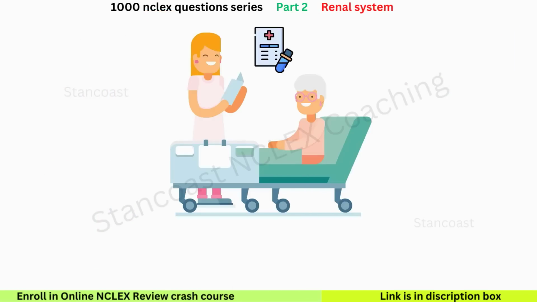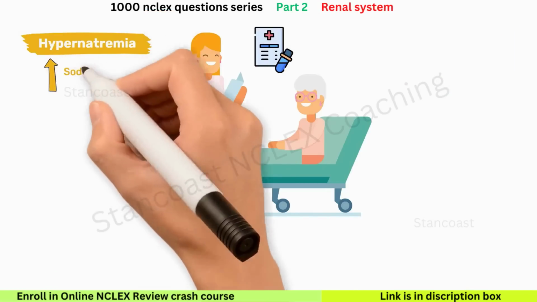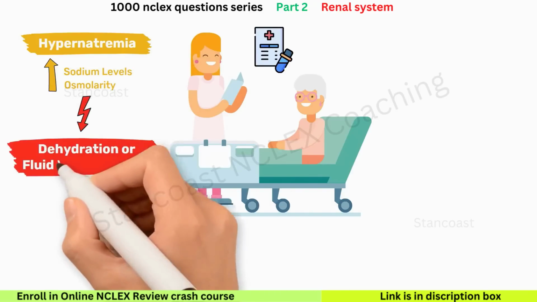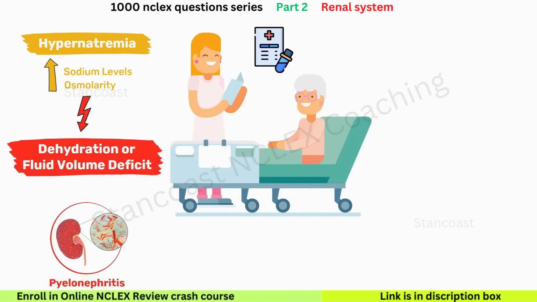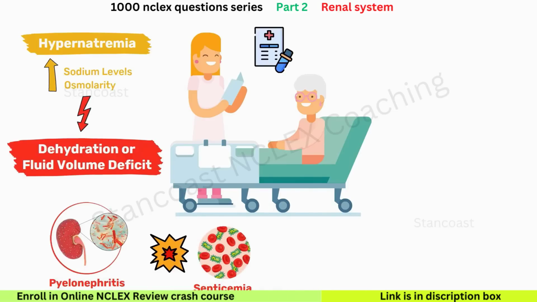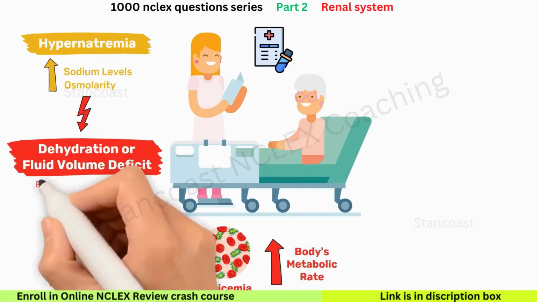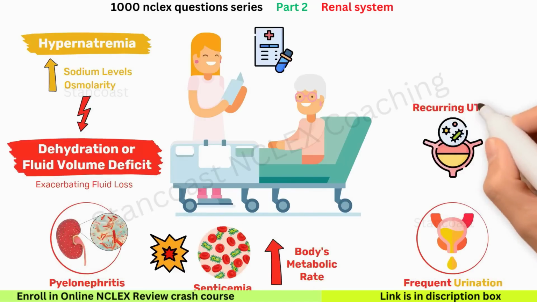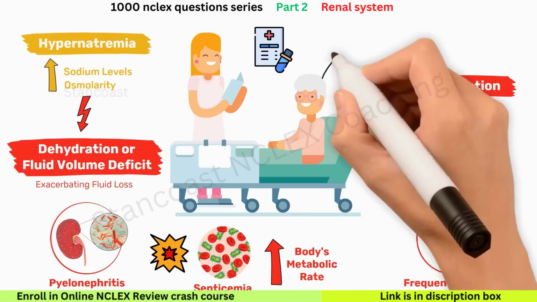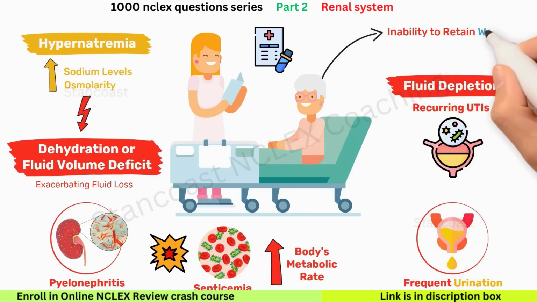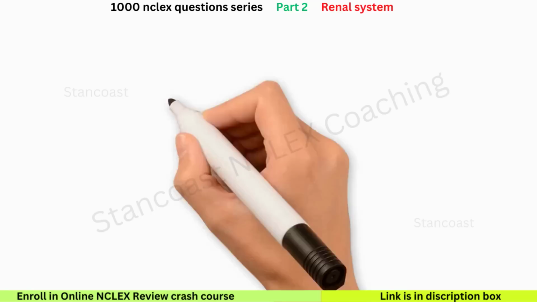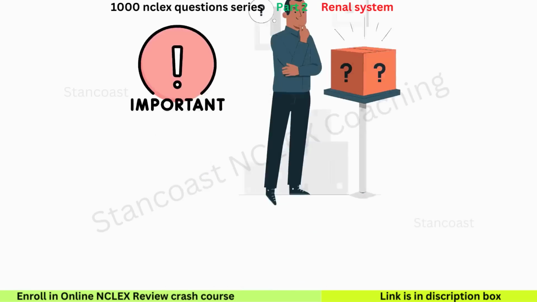The patient's lab results indicate hypernatremia, high sodium levels, and elevated osmolarity, both indicative of dehydration or fluid volume deficit. Pyelonephritis, particularly when complicated by septicemia, intensifies the body's metabolic rate, exacerbating fluid loss. Additionally, frequent urination caused by recurring UTIs contributes to fluid depletion. In this scenario, fluid volume deficit due to the body's inability to retain water is the primary nursing concern. Let's transition to the next vital NCLEX review question.